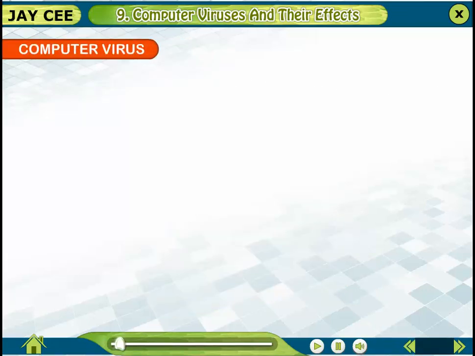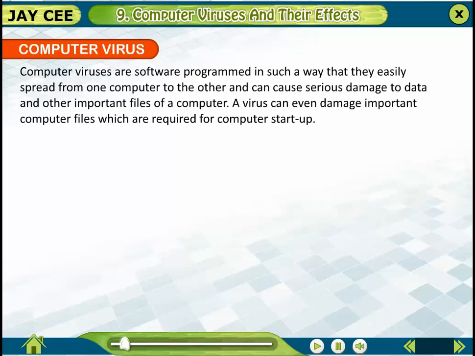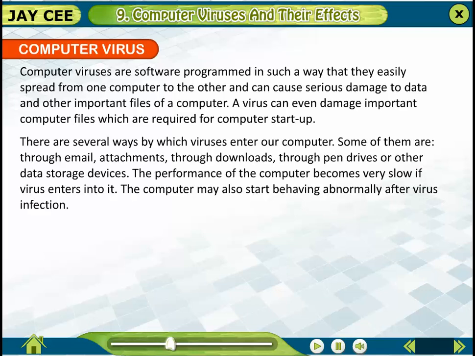Computer virus. Computer viruses are software programmed in such a way that they easily spread from one computer to the other and can cause serious damage to data and other important files of a computer. A virus can even damage important computer files which are required for computer startup. There are several ways by which viruses enter our computer. Some of them are through email, attachments, through downloads, through pen drives, or other data storage devices.